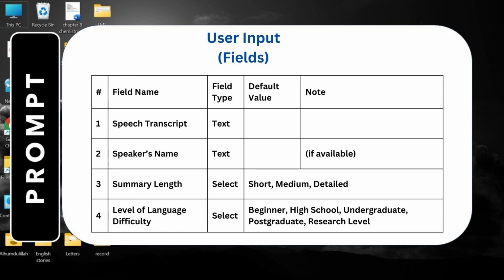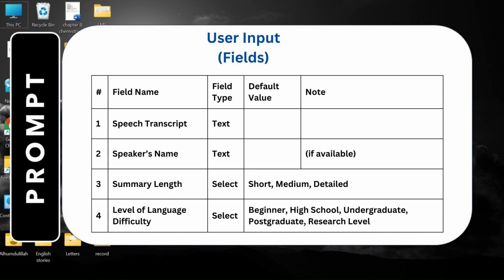The next thing that we have is the user input, or we can also call it fields. This is the data that the application user will insert while creating some output. First of all, the user will provide the speech transcript in text format. Then the speaker name will be provided if the user knows it. If not, it will be left blank.